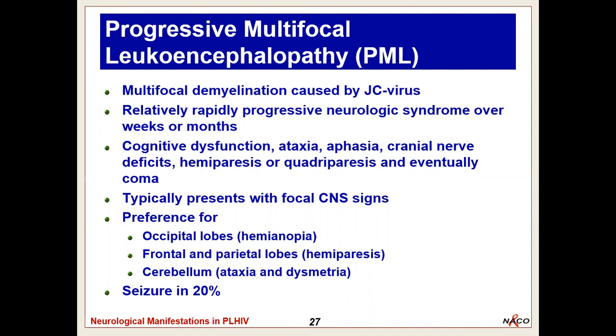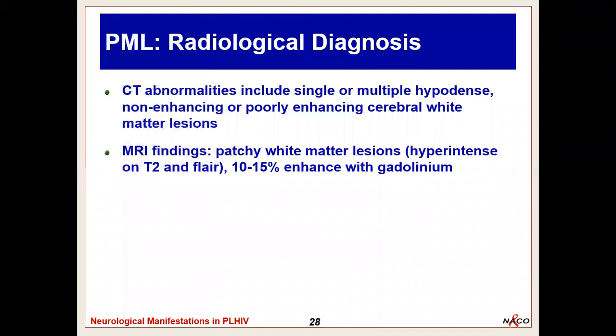It typically presents with focal CNS signs, and can also have cognitive dysfunction, ataxia, aphasia, nerve deficits, paresis, depending on what part of the brain is involved. It also has a preference for occipital lobes, where the patient would present with hemianopia. Then you have the frontal and parietal lobes, where the patient can have hemiparesis, or involvement of the cerebellum, where you can have ataxia or dysmetria. Seizures are also seen in 20% of the cases.